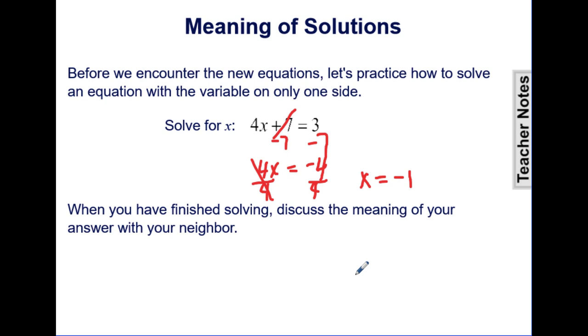What does that actually mean though? x equals negative 1 is our solution, but what does that mean for the equation? Take a minute and discuss the meaning with your neighbor. Hopefully you discussed how this value, negative 1, will always go back to the original equation and make it true. If you were to substitute in negative 1 for x, 4 times negative 1 plus 7 would equal 3. It would be a true statement.